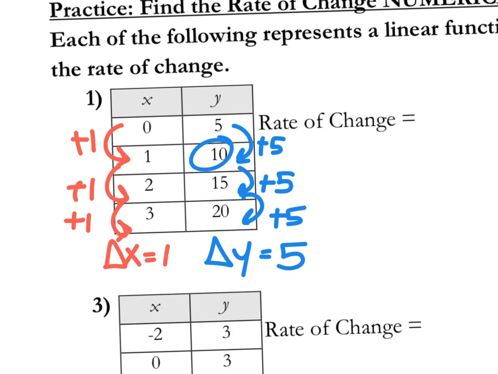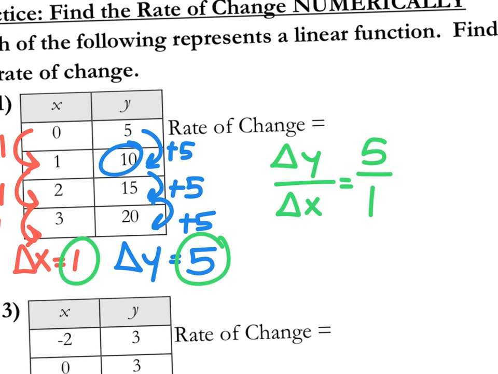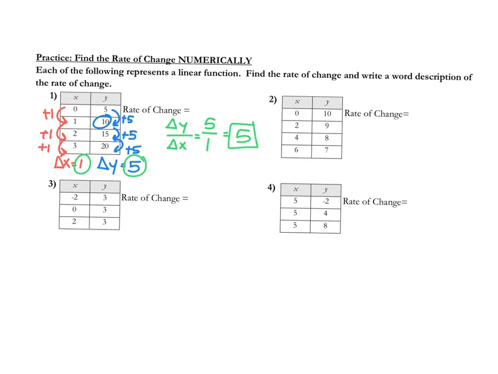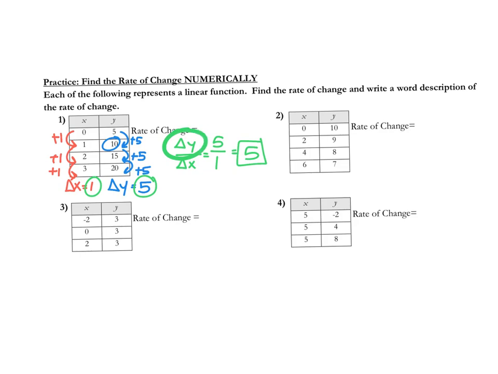Now if we just apply that to our rate of change formula, which is the change in y divided by the change in x, I get my rate of change. Change in y is 5 divided by change in x, which is 1. Final answer, 5 divided by 1 is 5. So the rate of change, or the slope, is 5. All right, now the biggest mistake kids make is they accidentally put the x on top instead of the y. So make sure you always put the y on top.